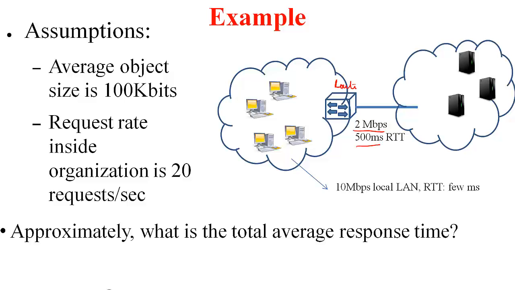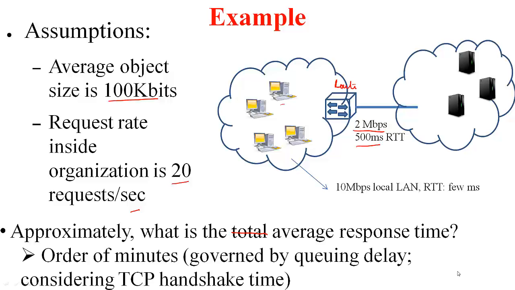These clients within the organization request objects, and let's assume the average object size is 100 kilobits, and these generate requests at a rate of 20 requests per second. This is an aggregated request rate across all the clients. So the question is, what is the average response time across all such requests?